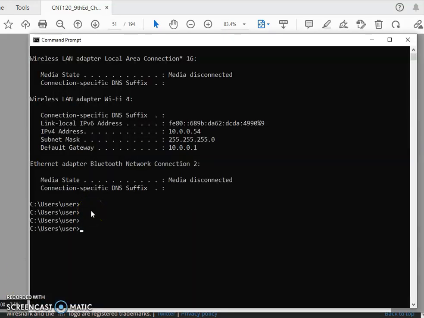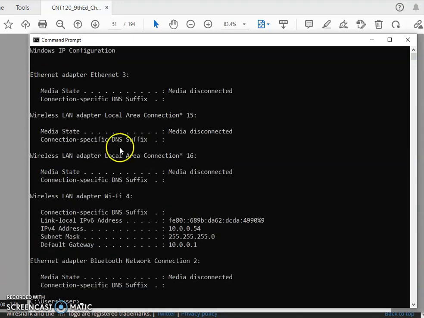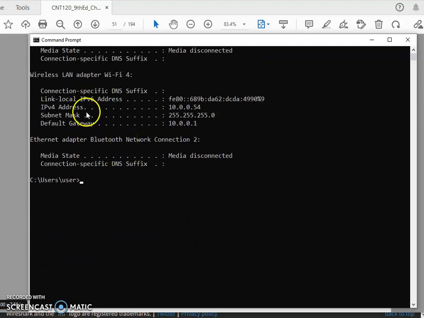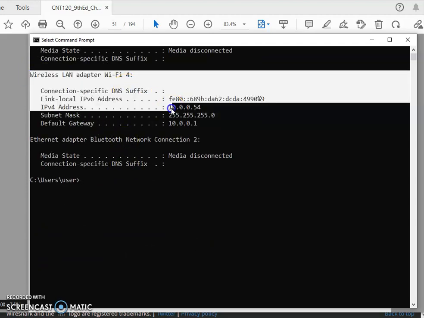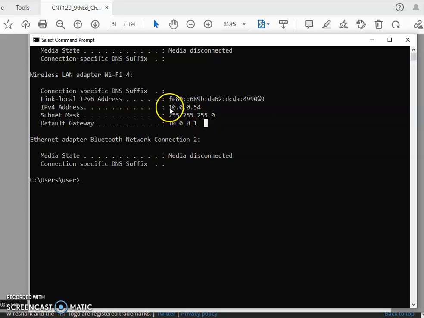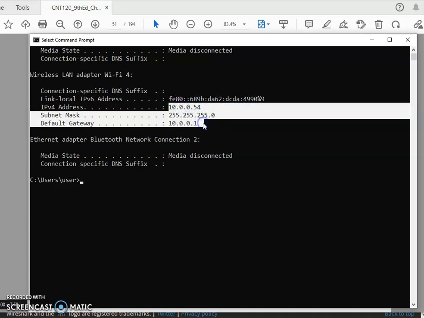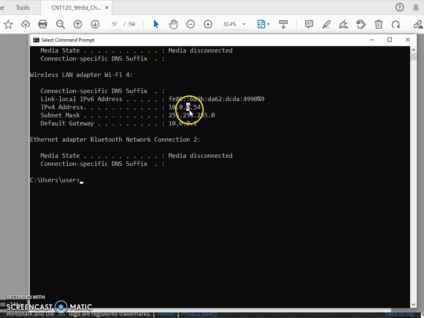So let me go here to my Windows machine. I'll clear this off again. ipconfig. Since I'm using my wireless card right now, I can actually see here's the IP address, the IP subnet mask, and the gateway for my machine right now. And we have a 10.0.0.54 address. That's what my laptop has received from the DHCP server.